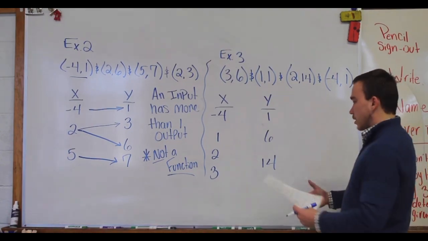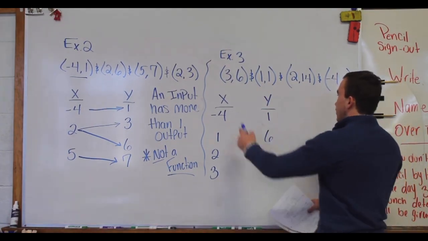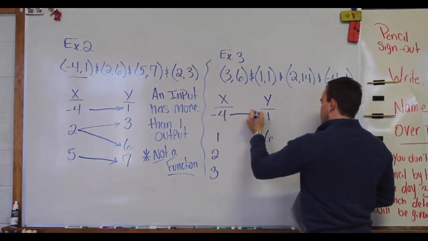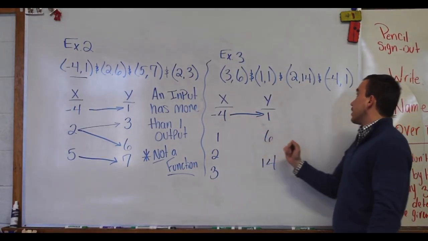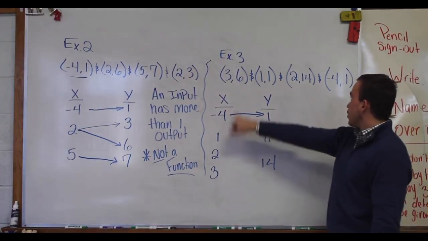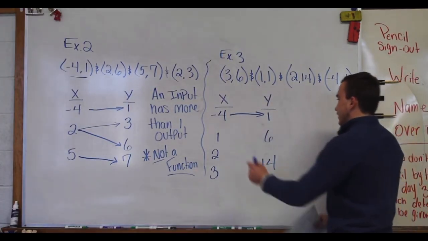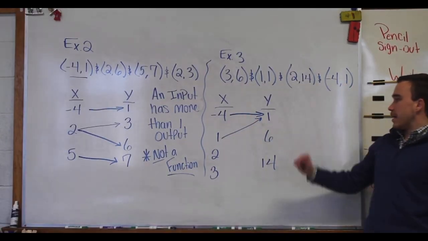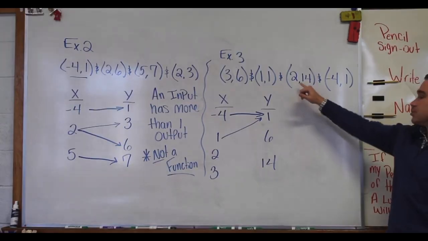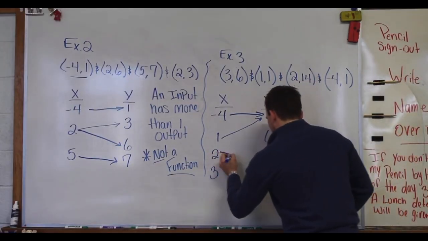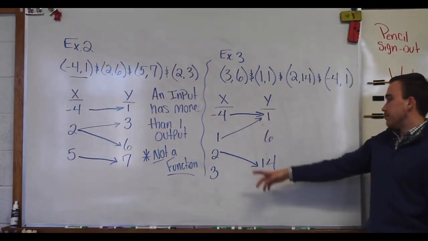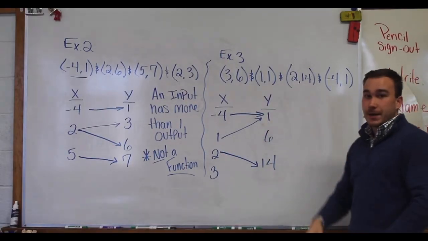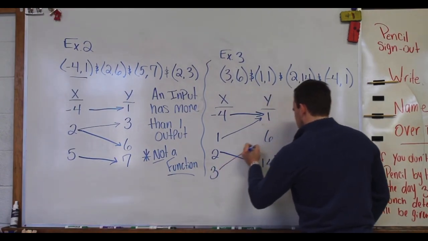Now, let's do our arrow diagram. When we input -4, we get out +1, so that line should go like that. Next up, we input 1. What do we get out? We get +1 out. We input 2, our output value would be 14. We get that from the ordered pair. And last, we input 3, and we get out 6.